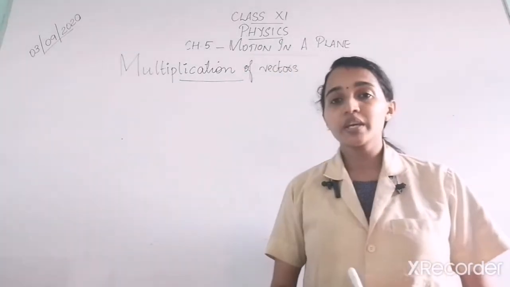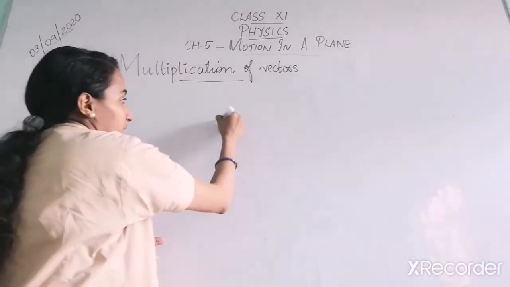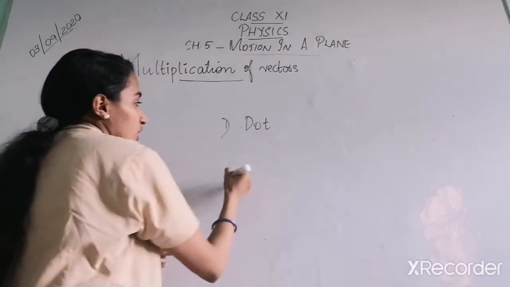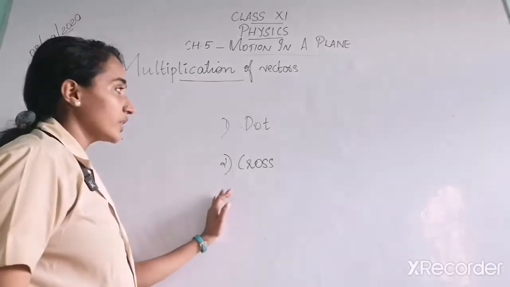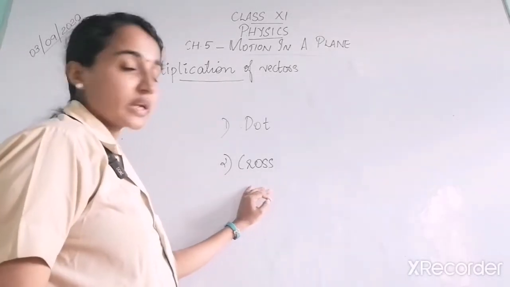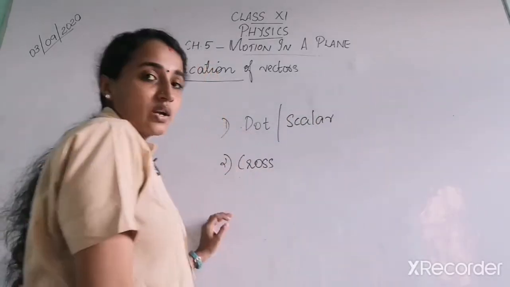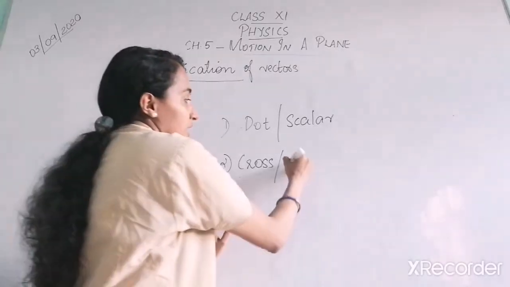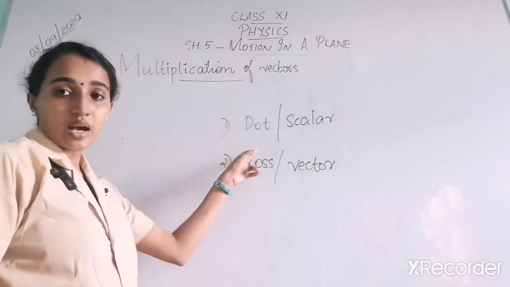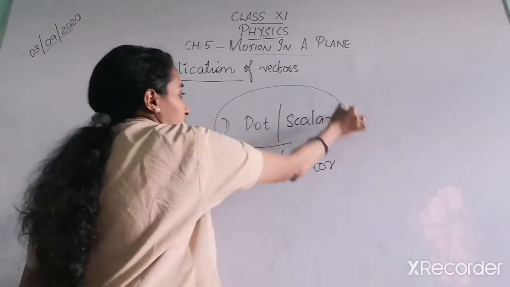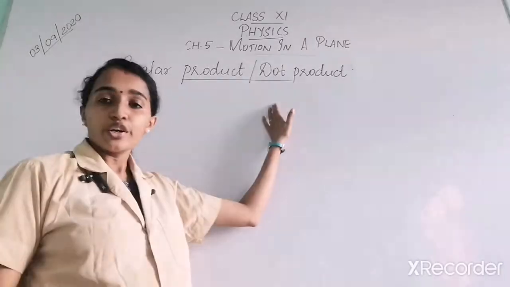When you come to the multiplication of vectors, you will have two methods, that is the dot product and the cross product. Multiplication of vectors: you have dot product and cross product. The dot product you can also call the scalar product, and the cross product you can call the vector product. So today in our class we will discuss the dot product or scalar product and its properties.